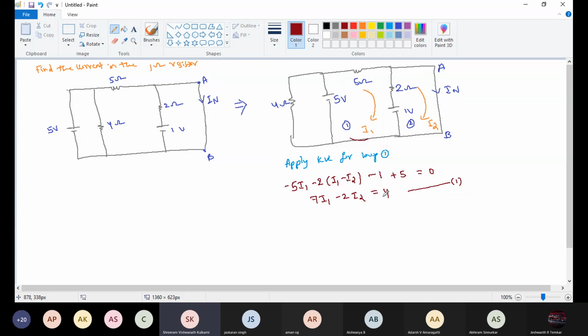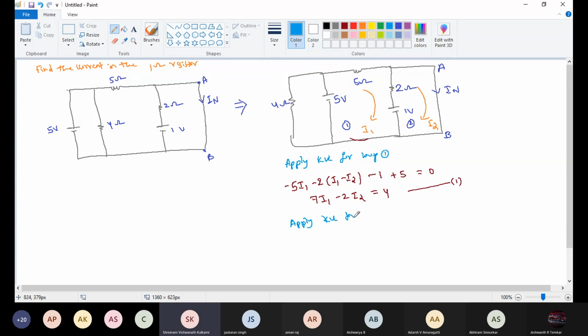Just check whether this equation is correct or not. Minus 2 I1 plus 2 I2 then plus 4. Yeah, it's correct. Now apply KVL for loop 2.